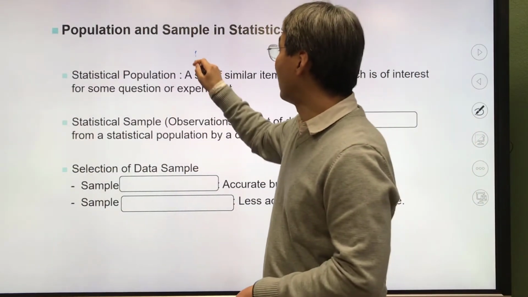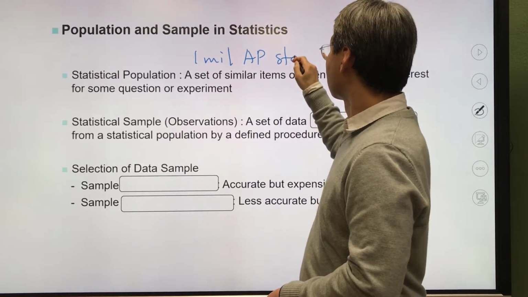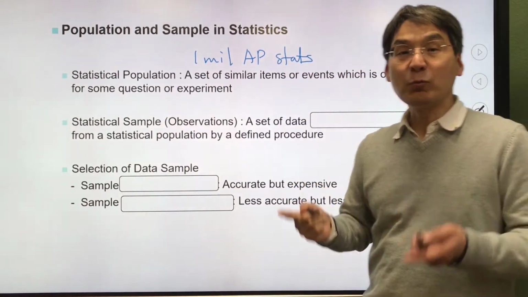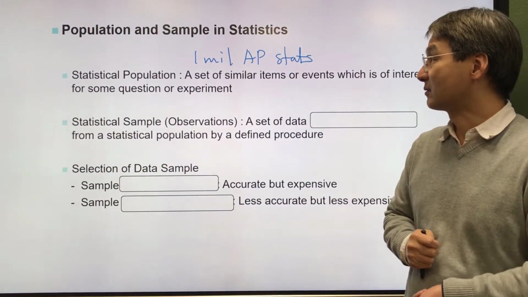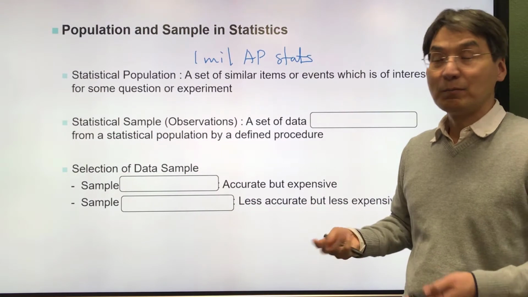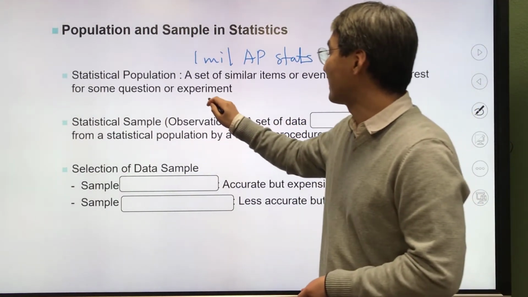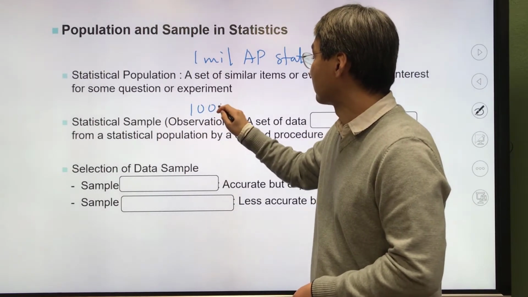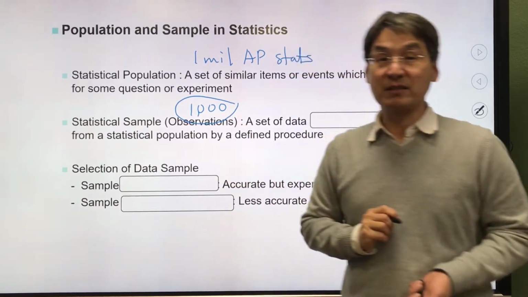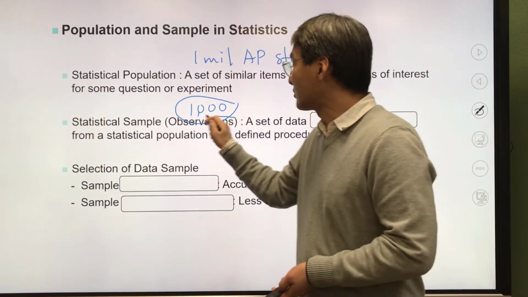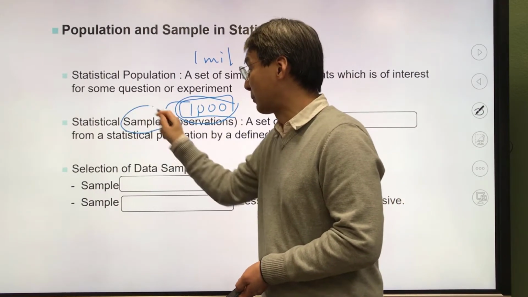Let's just say there are 1 million AP Stat students. We want to know what their scores are before they take the real AP test, so on a mock test or fake test. But we cannot give 1 million students an AP test. So we just pick 1,000 students out of 1 million. These 1,000 students are observations. So 1,000 students, 1,000 observations, make one sample.